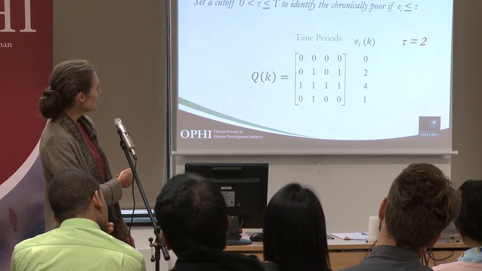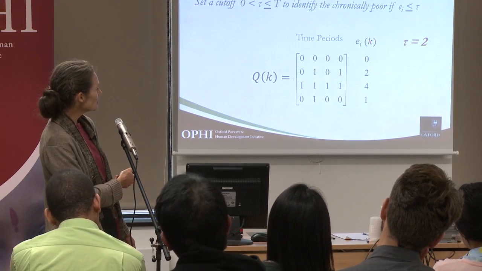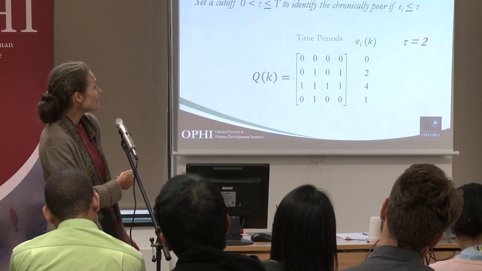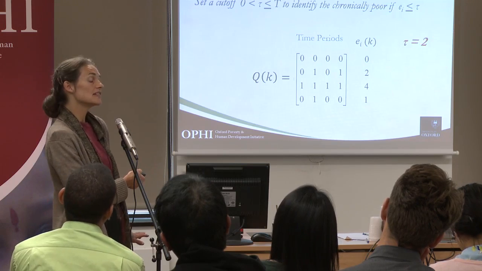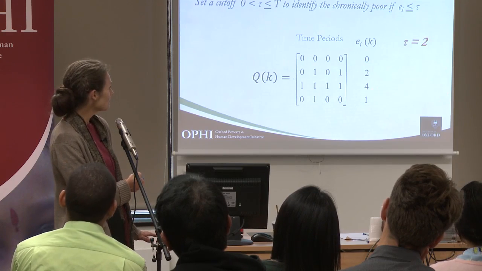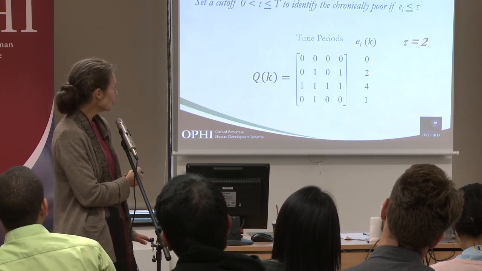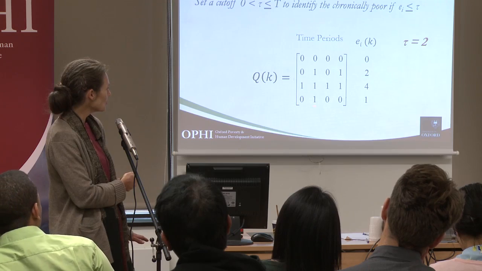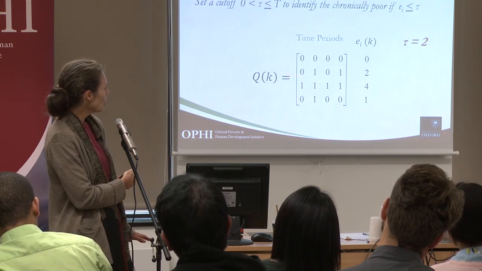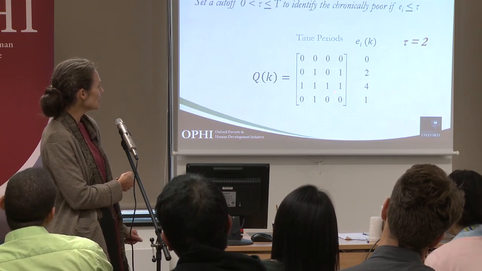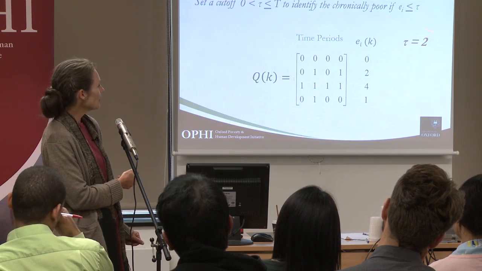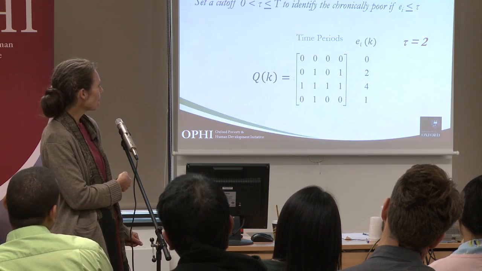So we identify, this should not be K, we identify a tau cutoff. And let's say you're chronically poor by this definition if you're multidimensionally poor in at least 2 out of the 4 periods. And so you look at your episodes vector and you notice this person is not poor. And these 2 people are chronically poor by this particular definition. And tau could be 2, 3, 4. So it could vary just like K varies.